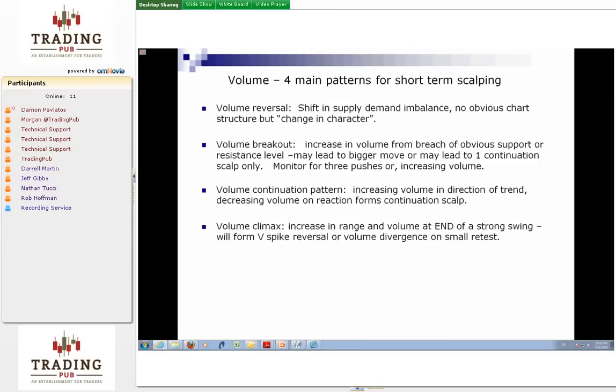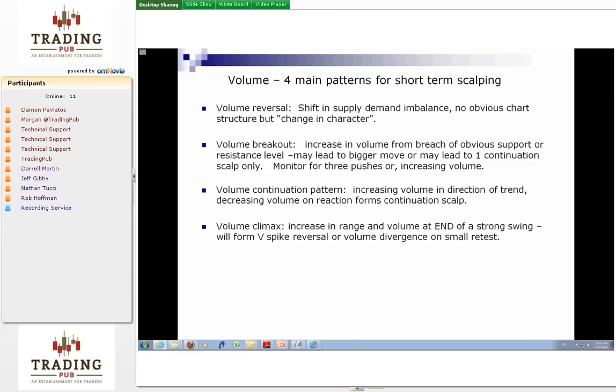The average transaction size in equities is now 100 shares, down from 2,000 shares 12 years ago. So definitely it's a changed environment, and you can't see those type of footprints anymore with the blocks. But on a short-term time frame, you can see many different interesting things. Volume comes in 4 main patterns that we're going to talk about today.